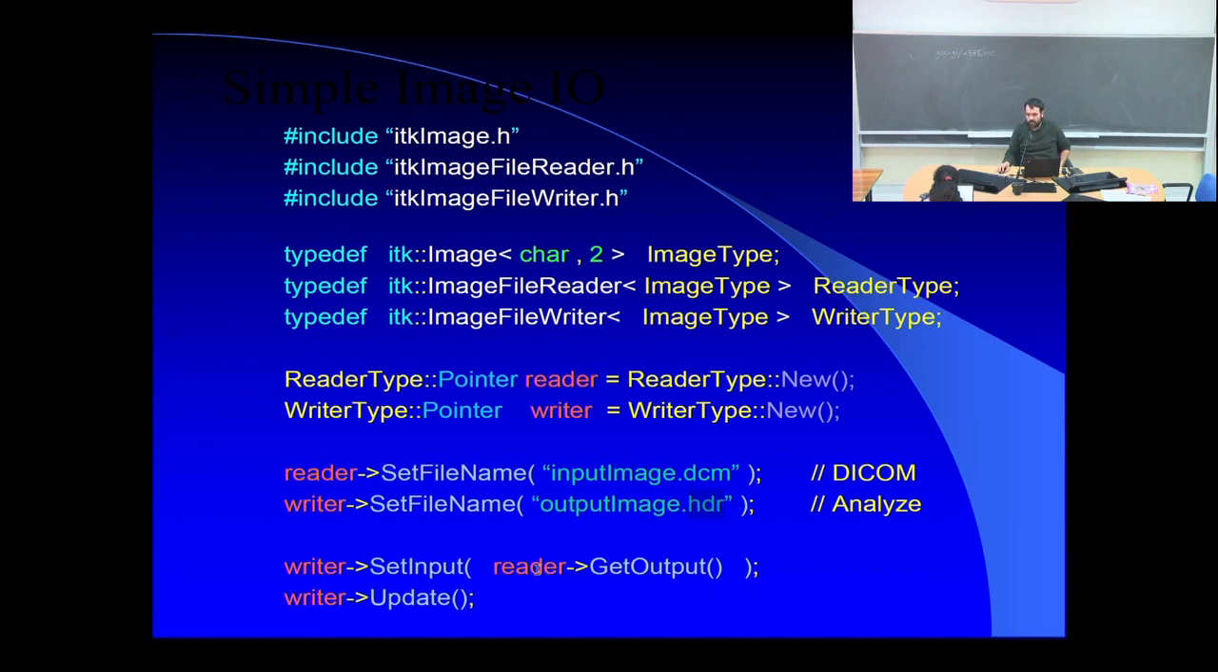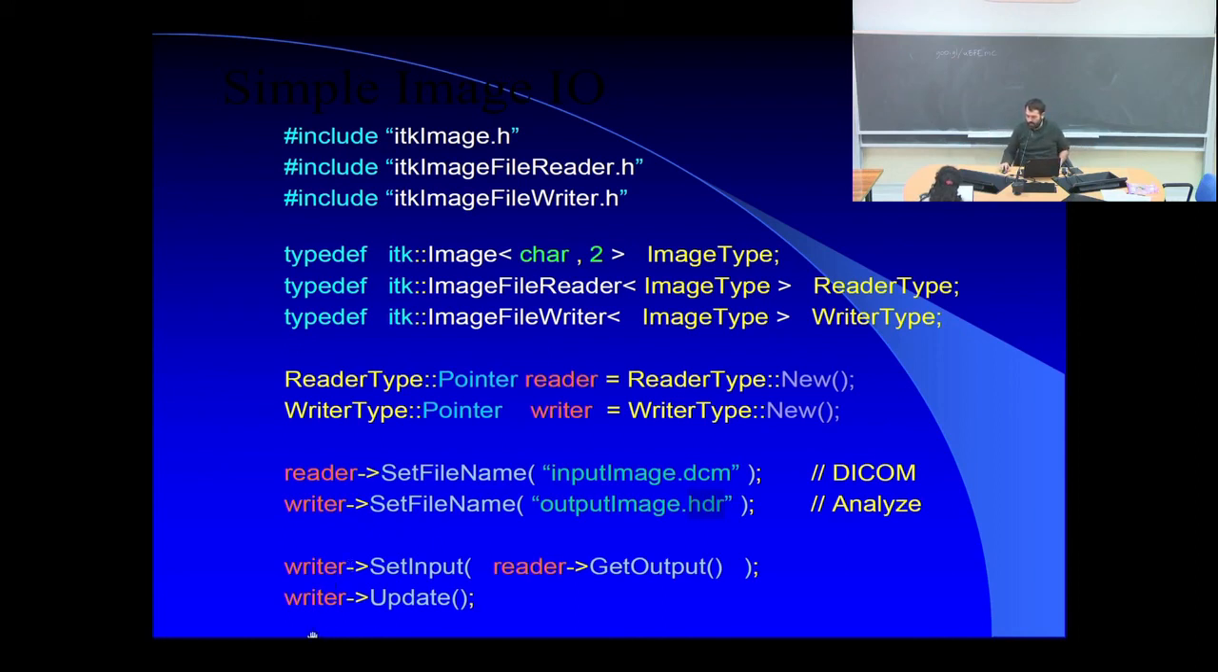The reader, that is reading the image, you say get output, get what is the output of this filter, which is reading the image, and you put it in the set input of the writer. Okay? That's the most complicated thing in ITK. So if you understand this, all the things you do in ITK are just setting inputs from the outputs of the other ones. And you can complicate things as much as you want.